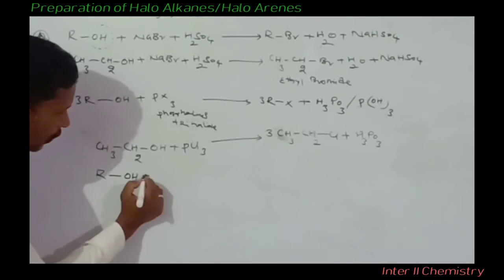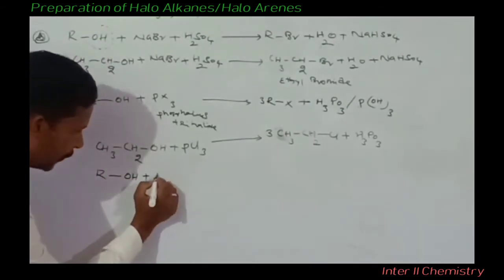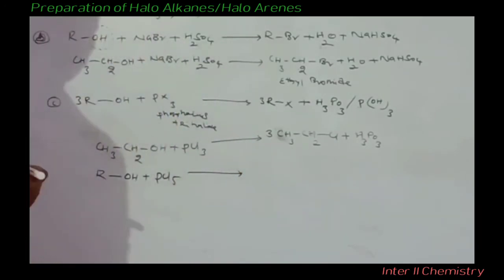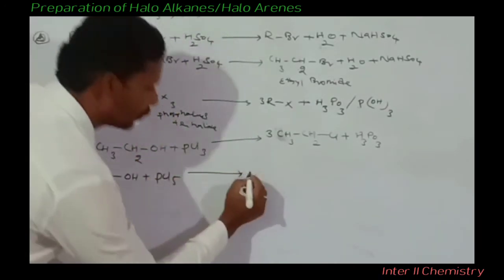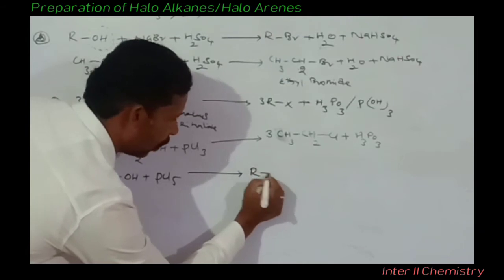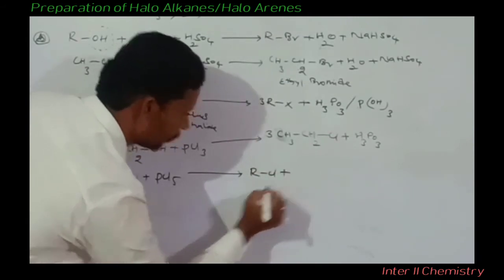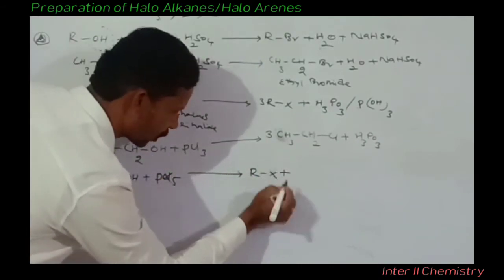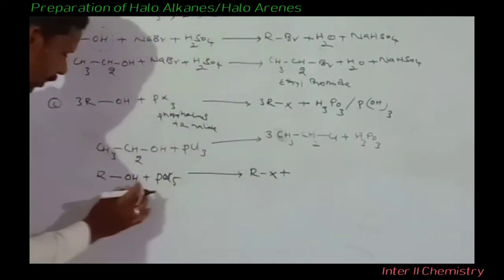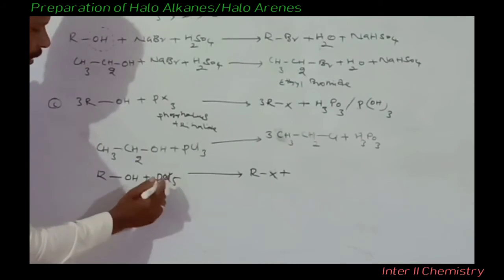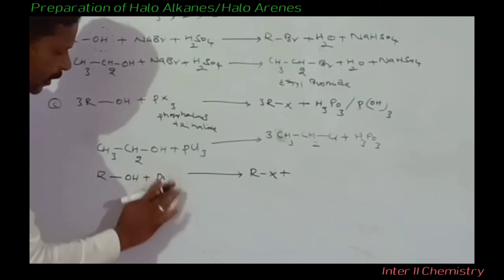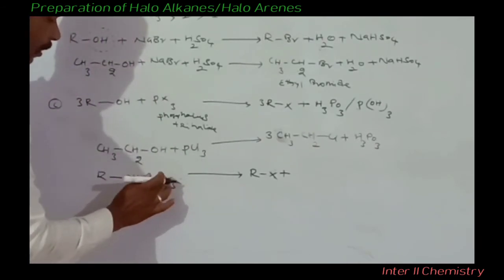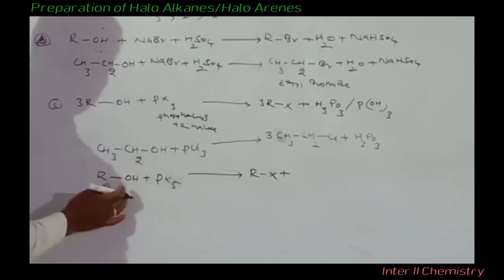ROH plus PCl5 gives rise to RCl, or you write RX as common. How many halogens remain? PX5 means phosphorus pentahalide, where one halogen is common with this.